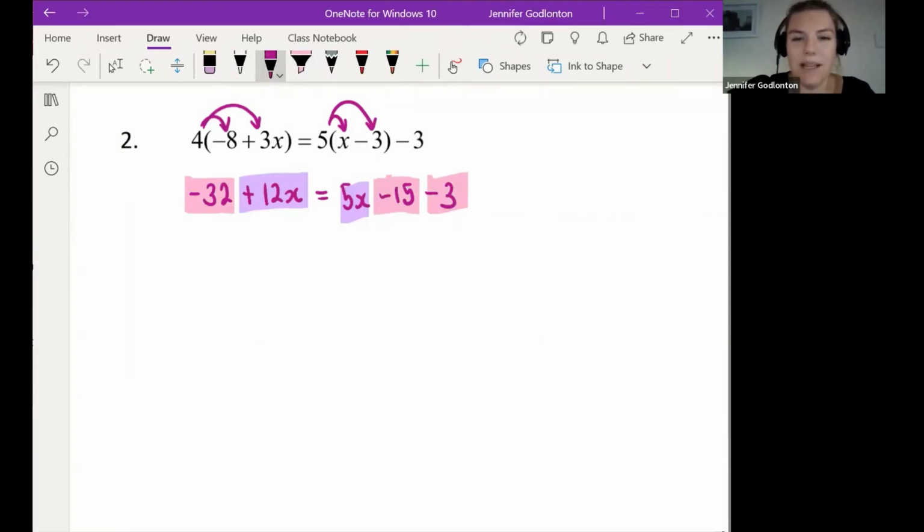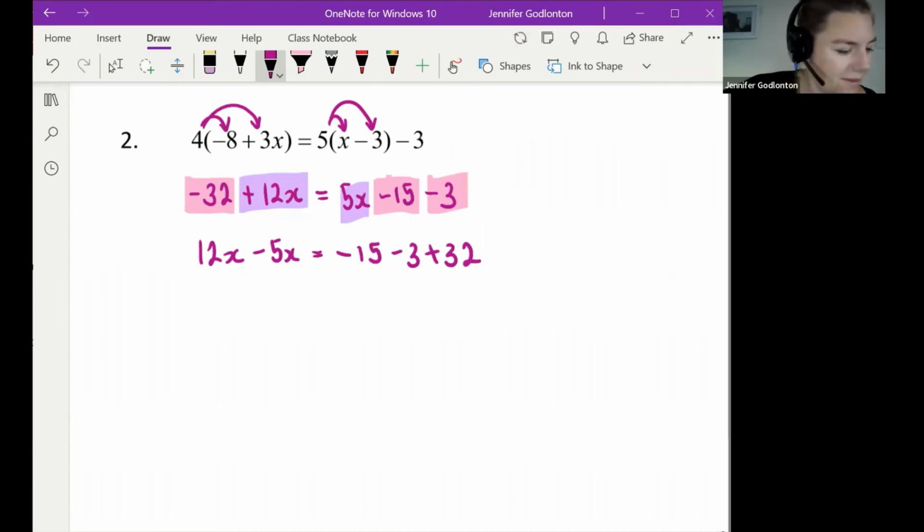Okay. Tell me what that next line looks like. It's going to be positive 12x minus 5x equals negative 15 minus 3 plus 32. Good. Okay. Next line. Okay, I really didn't think about going this far. Let me just think about it quickly. You had him to answer, but you didn't finish the question.